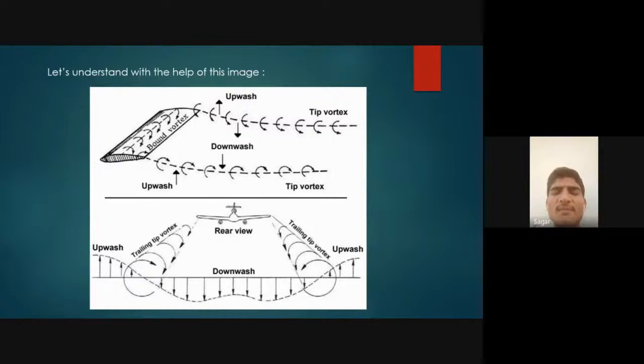So yeah, we'll take the advantage of this upwash, and this is the reason why planes fly in a wedge formation. They are taking advantage of the upwash, and because of this, fuel consumption reduces by almost 20% of the fuel we have already taken. So yeah, next one please.